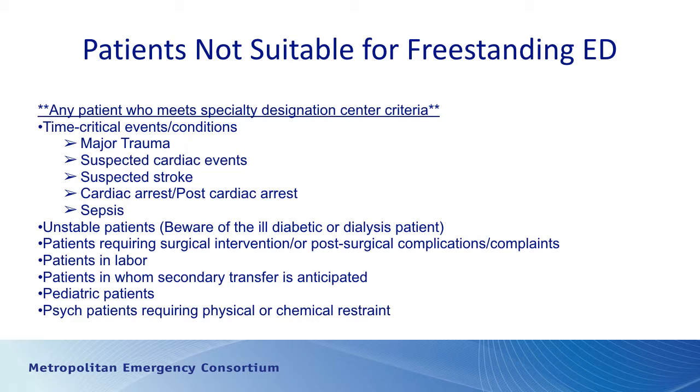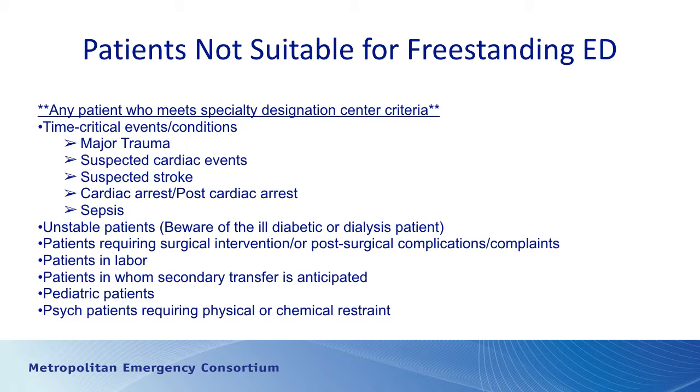Some specific types of patients that are not suitable for a freestanding ED. Again, any patient who meets special destination center criteria. So if you're talking about a stroke patient, they need to go to the appropriate level of stroke care. If you're talking about a trauma patient, they should be taken to a trauma facility if they meet state trauma triage guidelines. So generally, if a patient has a time-critical event, such as major trauma, cardiac events, stroke, post-arrest patients, or septic patients, they should go to the appropriate hospital-based emergency department.